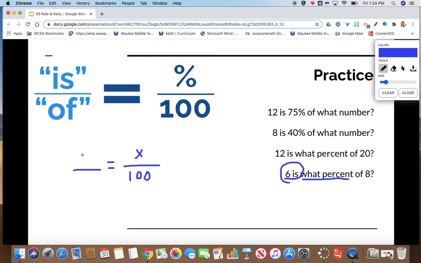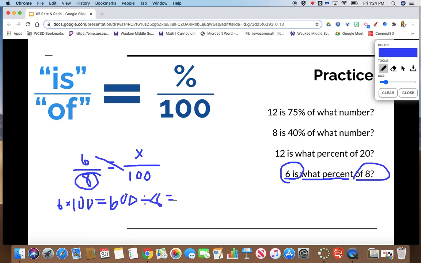6 is connected to the word is. 8 is connected to the word of. That means 6 is my part, 8 is my whole. Next, I look for my numbers that are diagonal from one another, 6 and 100. If I multiply those together, I get 600. Then I divide by my last number I have not used yet, which is my 8. 600 divided by 8, you're always welcome to use a calculator for that part, would give us 75. That means 6 is 75% of 8.